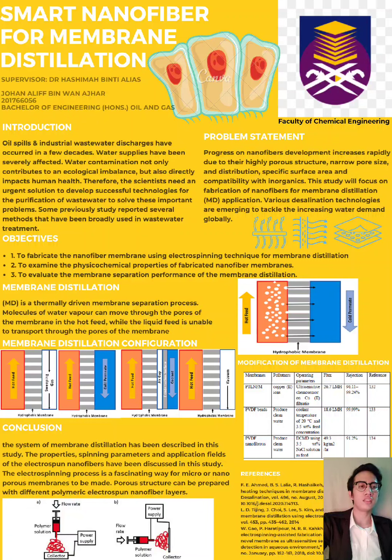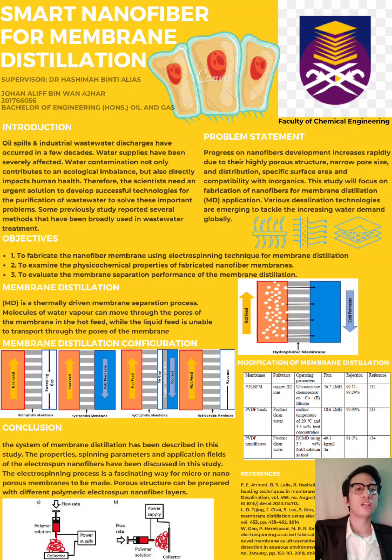And for the membrane PVDF beads, the pollutant is produced clean water, and the operating parameters are coolant temperature of 20 Celsius and 3.5% feed concentration, and the flux is 18.6 LMH, and the rejection is almost 100%. And for the membrane PVDF nanofibers, the pollutant is produced clean water, and the operating parameters are DCMD using 3.5% NaCl solution as feed, and the flux is 49.3 kg per meter squared per hour, and the rejection is 91.2%.